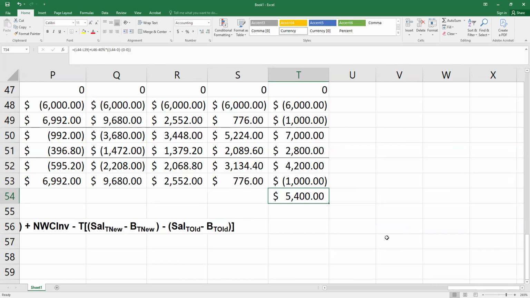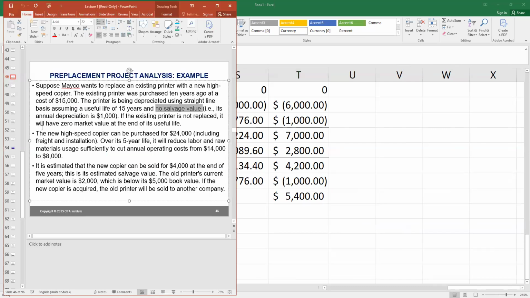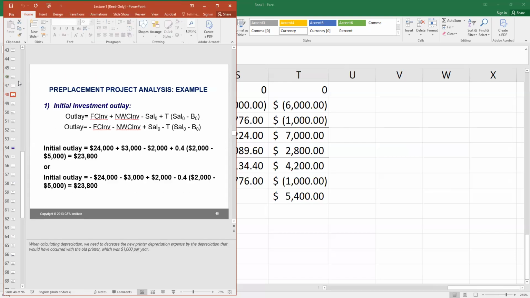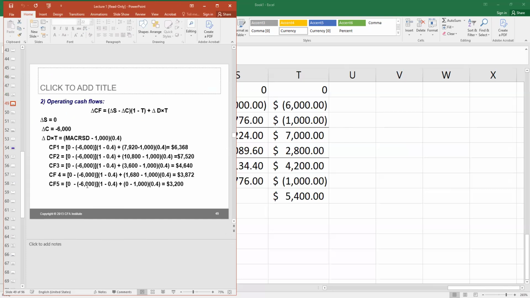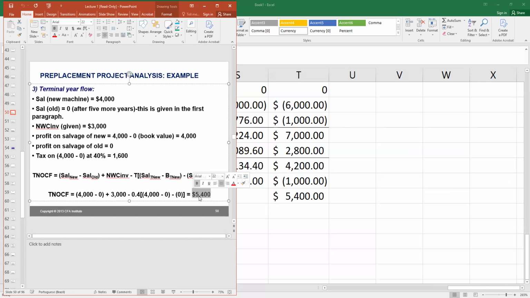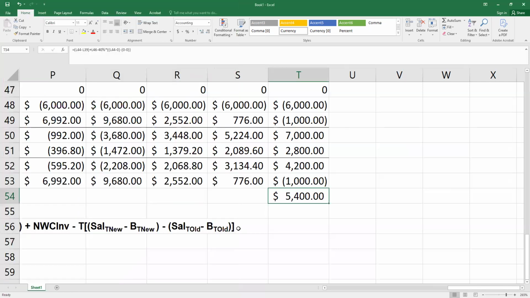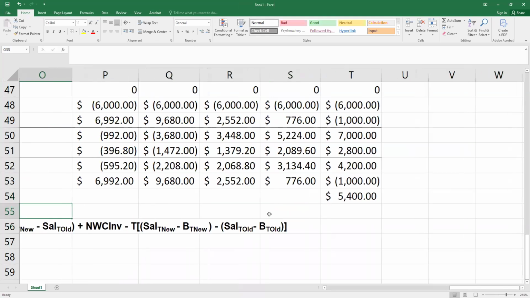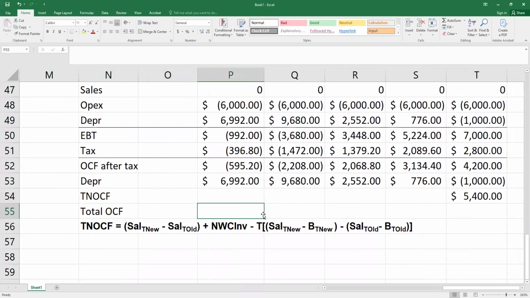Okay? Let me check whether we correctly calculated. This is correct. And terminal value, yeah, correct. Okay. Now, we're almost done, guys. We're almost done. Now we need to just summarize it and add this all.